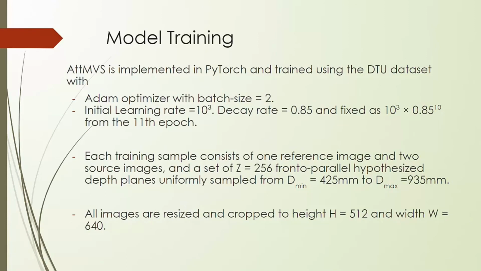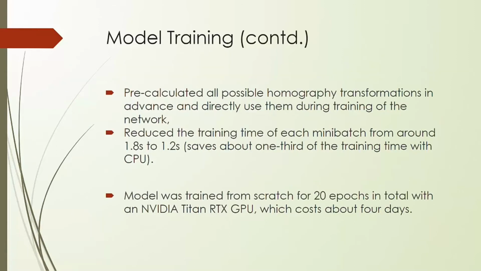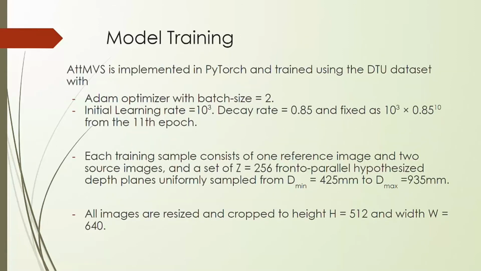So let's come to the second part of the experimental research. It's the model training part. Here we have trained the model using PyTorch on the DTU dataset. We have used the Adam optimizer with a batch size of 2 and the initial learning rate is 10 raised to the power of minus 3, with a decay rate of 0.85 till 11 epochs.